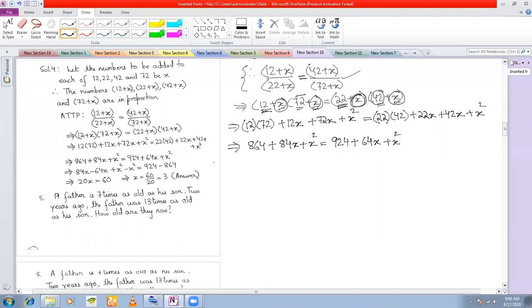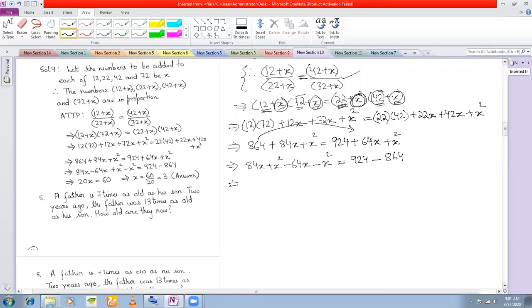Now you take everything to one side. You take x to one side and the constants to the other side. What do you have here? You have 84x plus x square, so they remain as it is. 64x comes from the other side, so it becomes minus 64x, plus x square comes from the other side, it becomes minus x square is equal to 924, and 864 is moving from this side to this side, so it becomes negative.